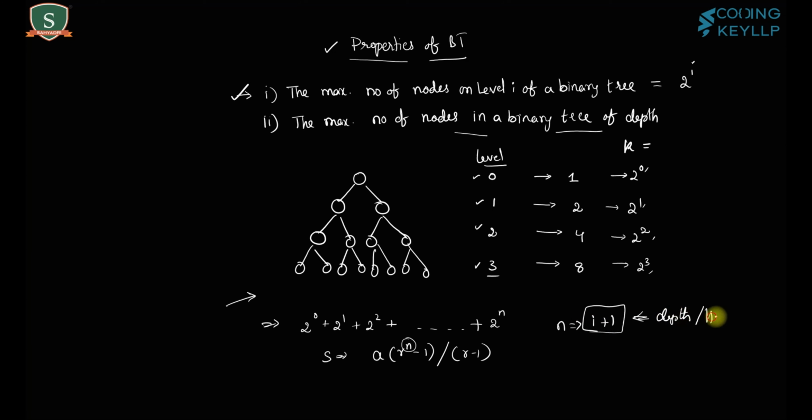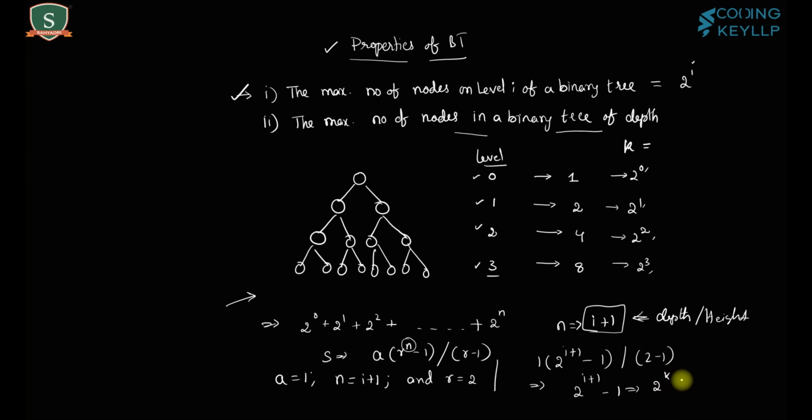So depth can be represented as height also. So the total height is 4. Here a is equal to 1, n is equal to i plus 1 and r is equal to 2. 1 multiplied by 2 to the power of i plus 1 minus 1, divided by 2 minus 1. This will evolve as 2 to the power of i plus 1 minus 1. This can be written as 2 to the power of k minus 1, where the depth or height is 1, 2, 3 and 4. 2 power k minus 1.